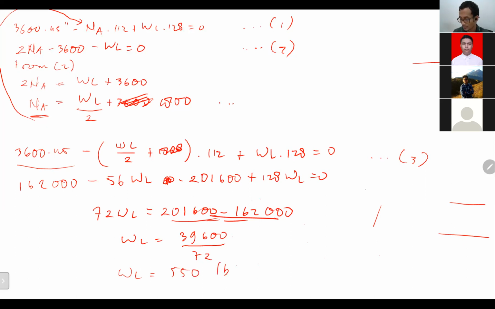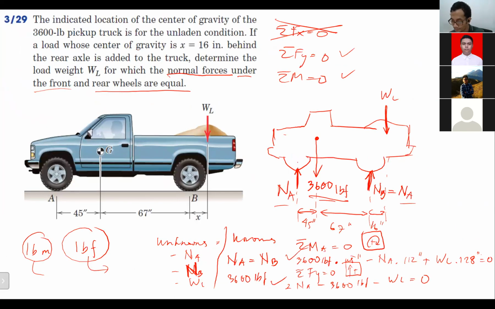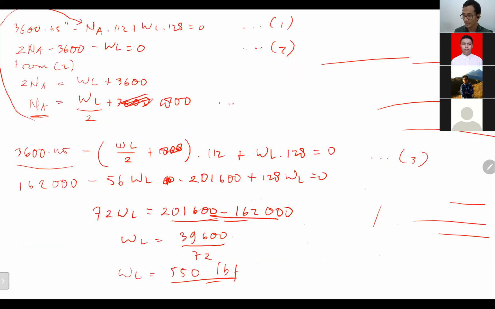550 LPF. So is this the question they asked? Determine the WL for which the normal force under the front and the rear wheels are equal. So the one that is asked is only WL. So this one is our answer. If any of you are still confused about how to do the elimination and substitution, that's the way to do it.